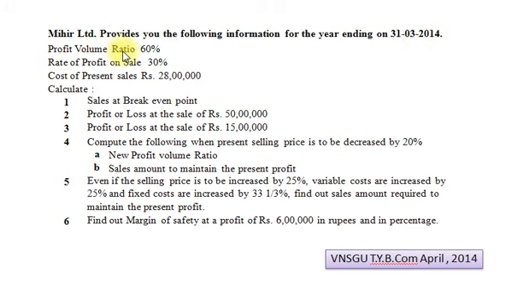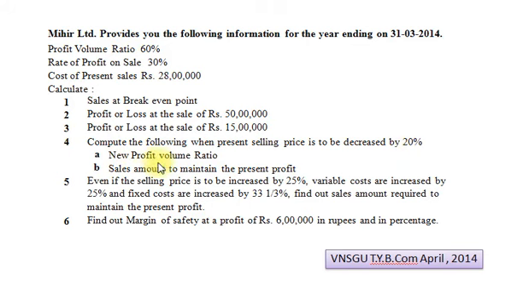Profit volume ratio 60%, rate of profit on sale 30%, cost of present sales rupees 28 lakh, and you are asked to calculate: number 1, sales at break even point; number 2, profit or loss at the sale of rupees 50 lakhs; number 3, profit or loss at the sale of rupees 15 lakhs; number 4, compute the following when present selling price is to be decreased by 20%.